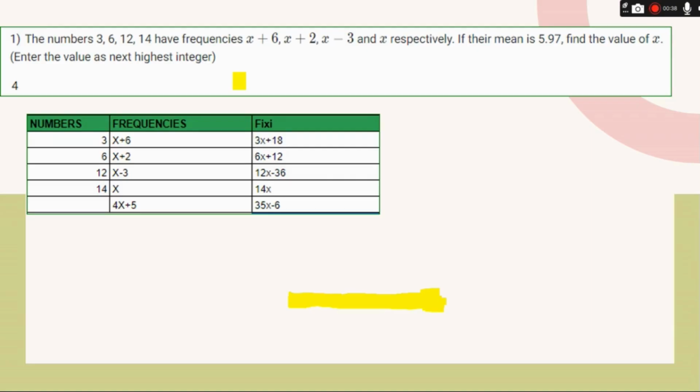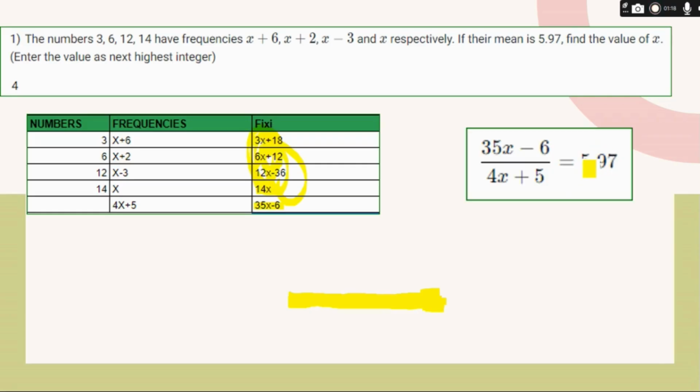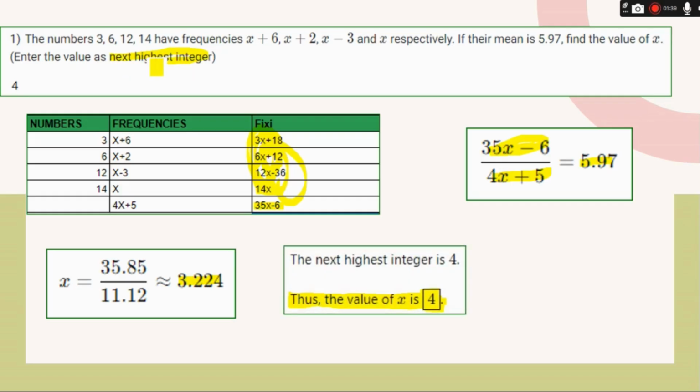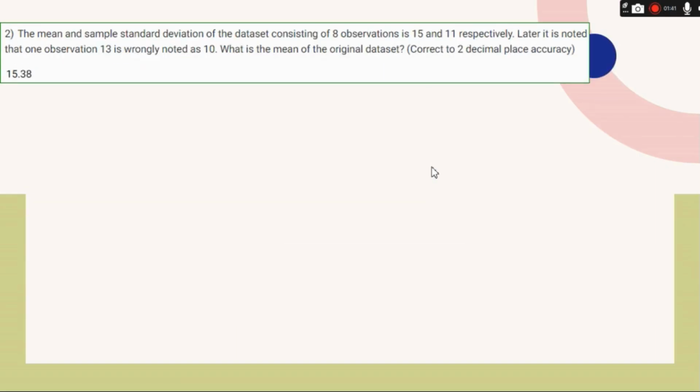First we will make a table where we will write down numbers, then their frequencies, and then we will multiply them, FiXi. Then we will apply our mean formula, where mean is equal to the sum of the observations divided by the total number of observations. Approximately we will get 3.224, and in this question we have to give the answer in the next highest integer form. So our answer will be 4.